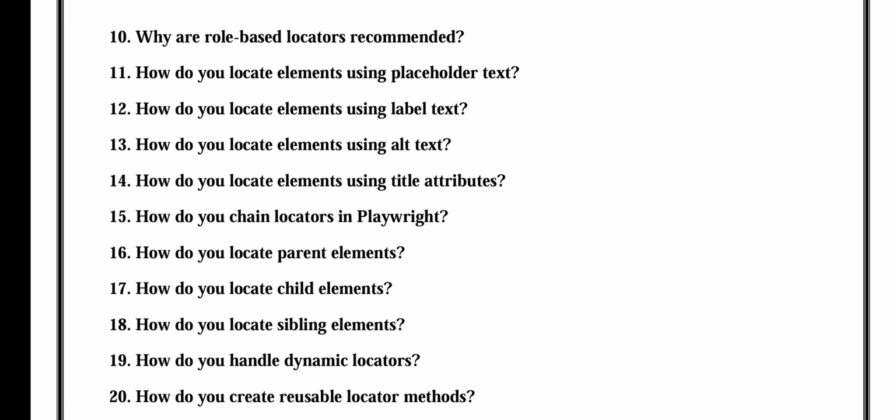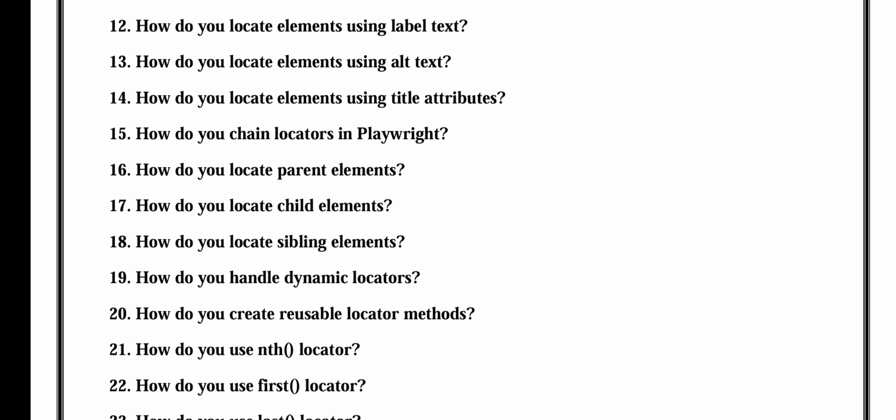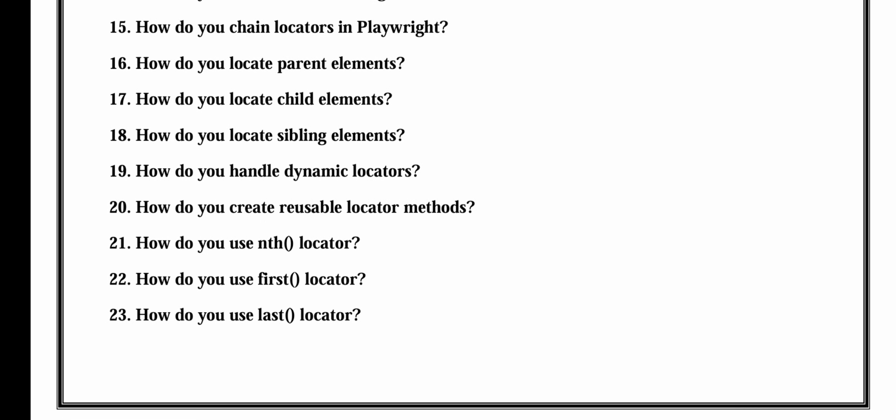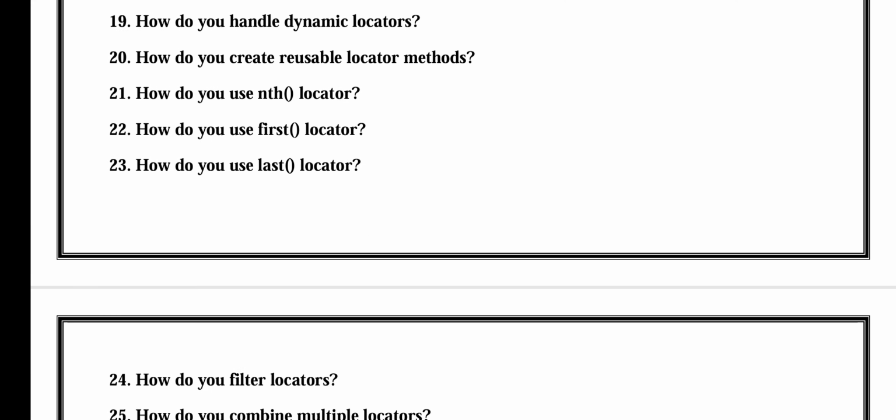How do you locate parent elements and child elements? How do you locate sibling elements? How do you handle dynamic locators? How do you create reusable locator methods? How do you use nth locator, first locator and last locator?